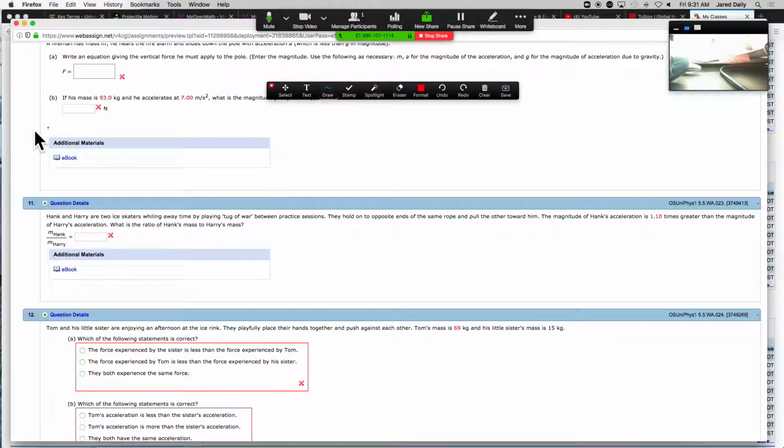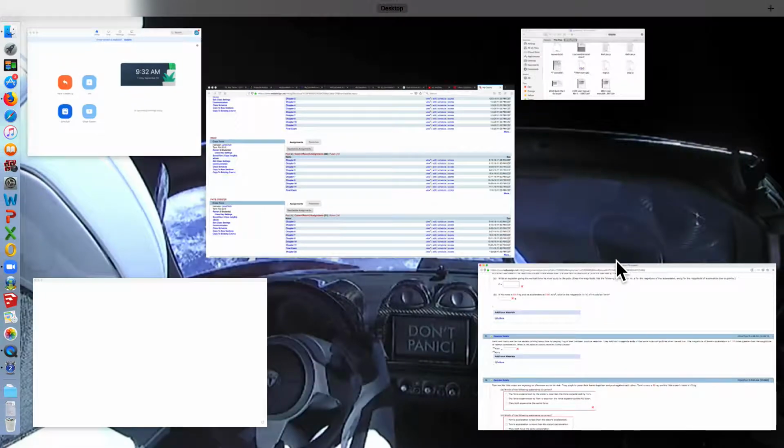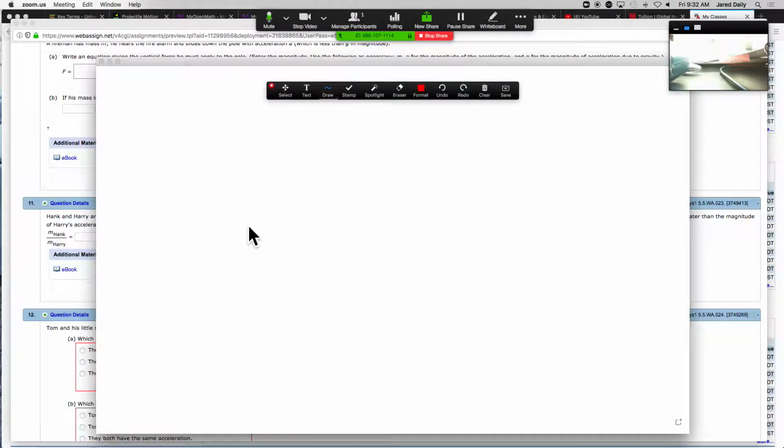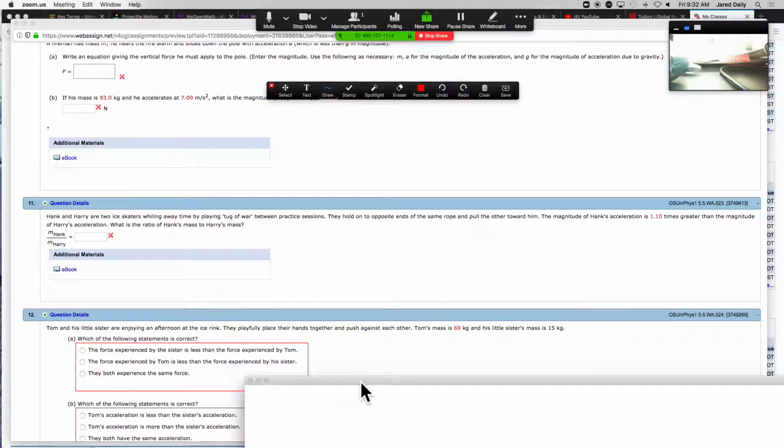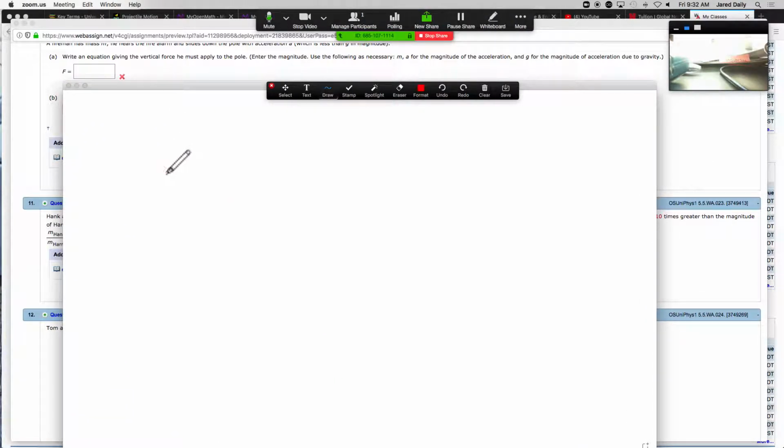Here they've told us something very important. They've said the magnitude is 1.10 times greater than the magnitude, right? So magnitude of Hank, magnitude of Harry. When they say it's 1.1 times greater, that means you take the first one that is greater than or less than, depending on what they say, and you just take the first one and divide it by the second one. It's that simple. So the first one is Hank. So you take the acceleration of Hank and you divide it by the acceleration of Harry. And that's how you start this kind of a problem.